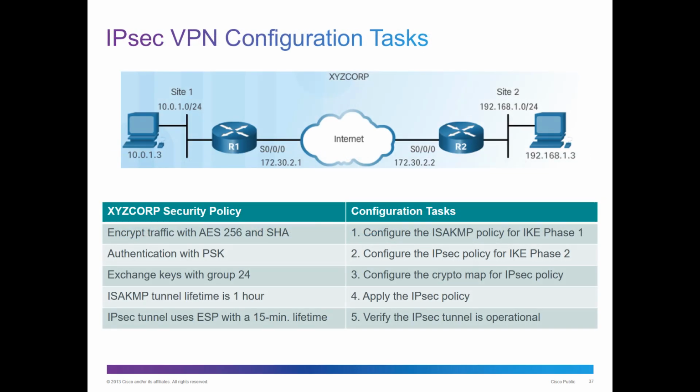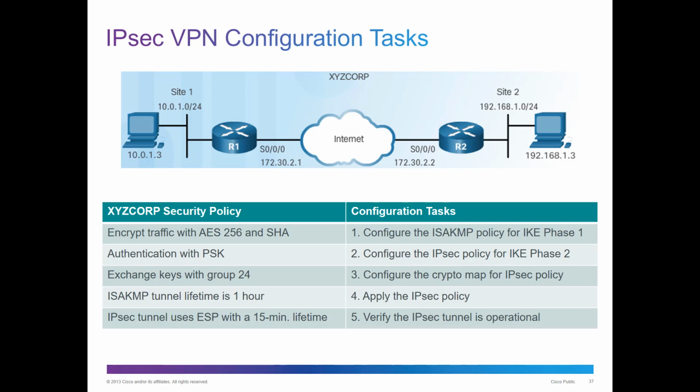Alright, so we have to set up a few policies. First of all, what type of encryption are we using? What type of authentication are we using? How are we exchanging keys? What is the tunnel life? And what type of protocol will the tunnel use?